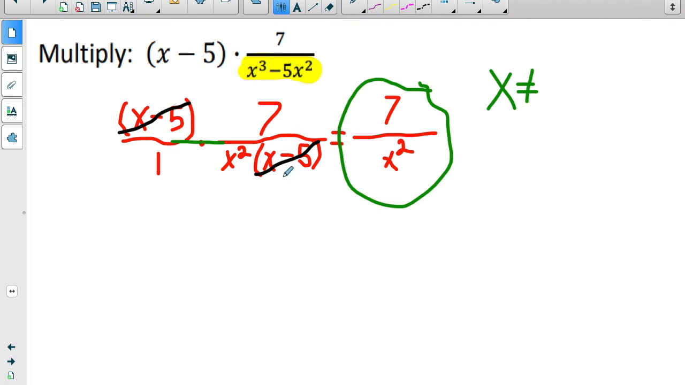And now we just need to look at the restrictions. Well, since x squared is still here, we don't have to include it as a restriction, but we need to include the x minus 5. And what value of x will make x minus 5 equal 0? Well, that is 5.